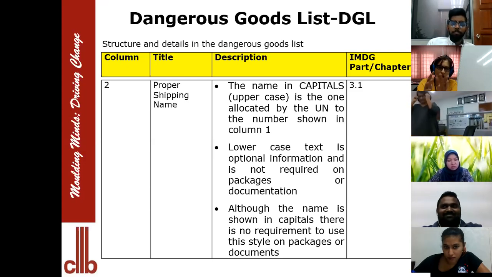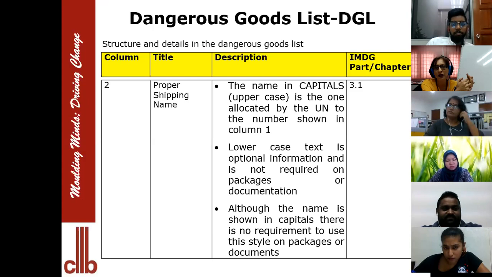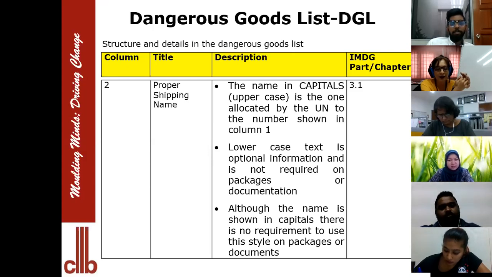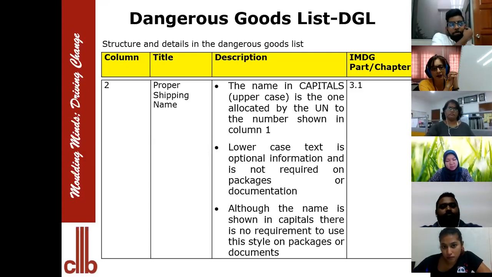The technical name is the usage name of the substance. So when I ask you, what is the technical name for liquid paper? Correction tape, or correction fluid, depending on what it is. Okay, correction fluid. Right. So proper shipping names are technical names of substances.